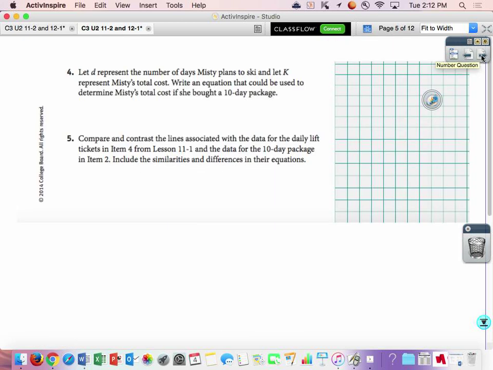Alright, let D represent the number of days Misty plans to ski, and let K represent Misty's total cost. Okay, so this is the total, so it's going to be K equals. She is buying this for $20 a day. When we do $20 per or $20 each, that is telling us that that's where our variable goes. So we're going to put 20 and then D. Did it say D? Yes, 20D because it's $20 a day. And she started out with $80.